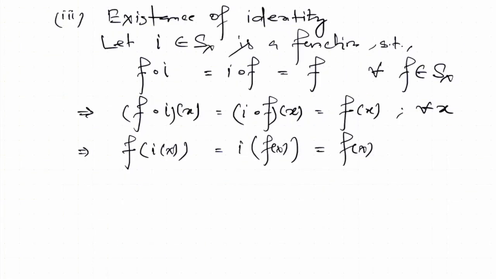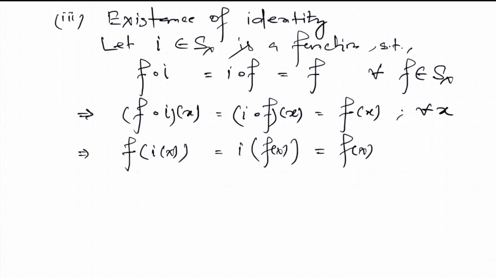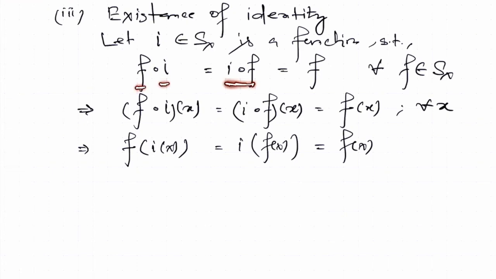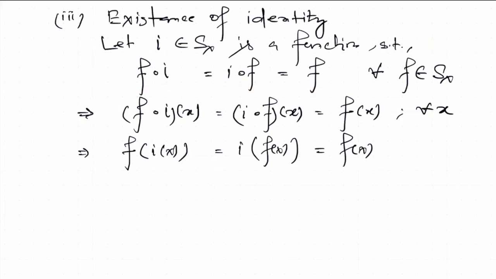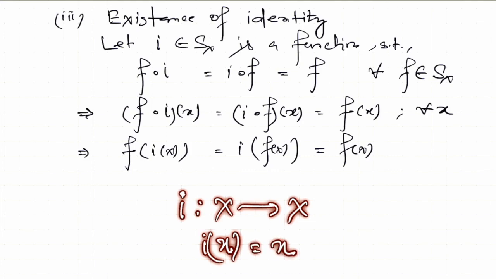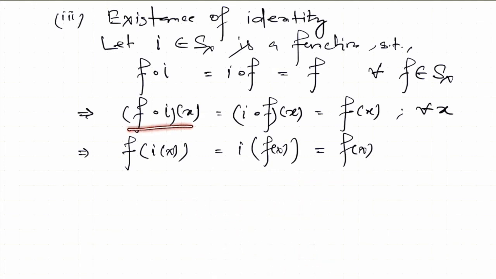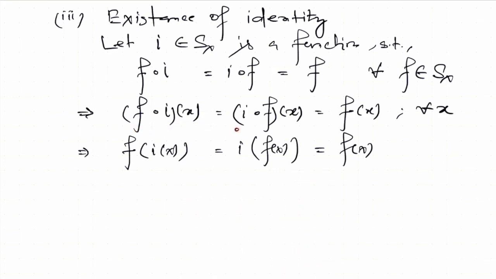Now we will look at the existence of identity. So we need one function in S_X, or one bijection in S_X, such that, let's say I is that element, and I composed with f, and f composed with I, should be equal to f. So basically composing with I has no effect, and we already know that such a function exists for any set, from X to X. Just take x and its image should be x. This function will act as an identity, and we can verify that (I∘f)(x) equals (f∘I)(x) equals f(x), and this is true for all x.